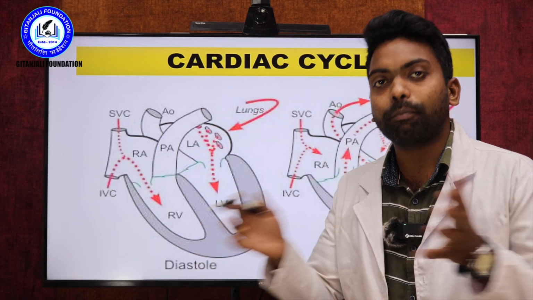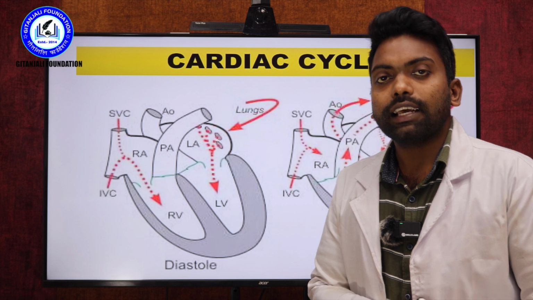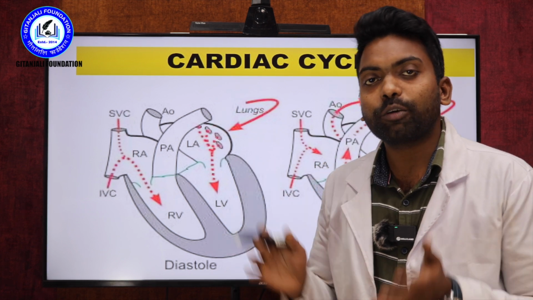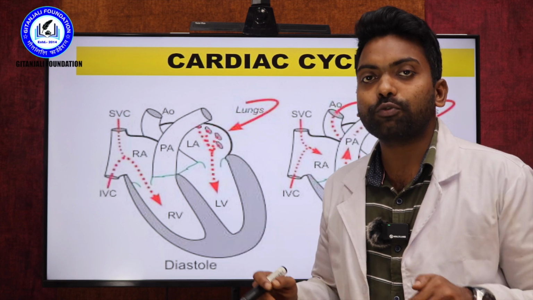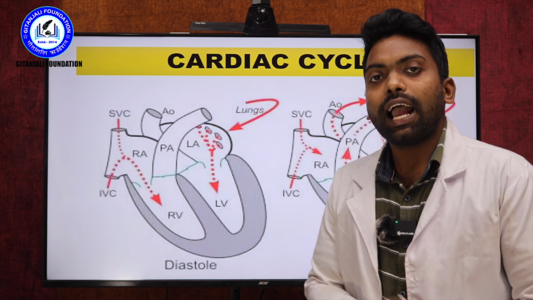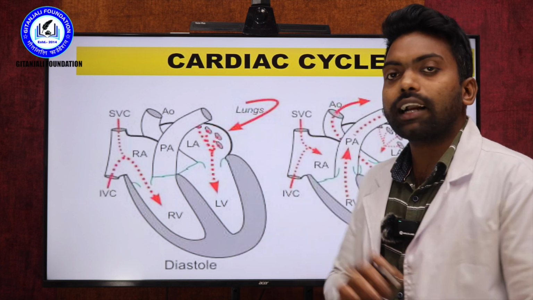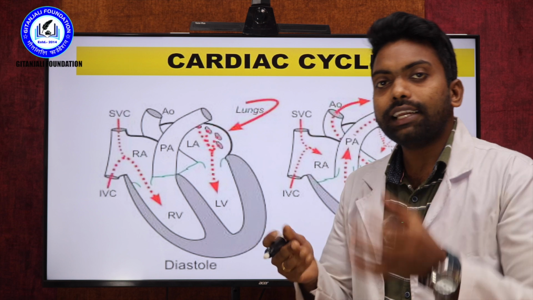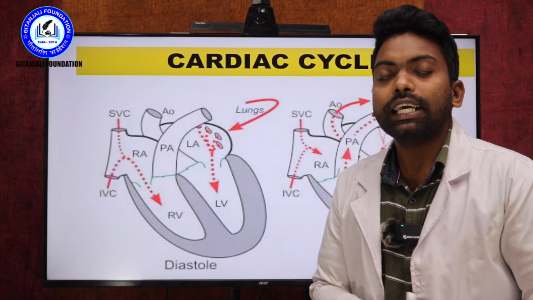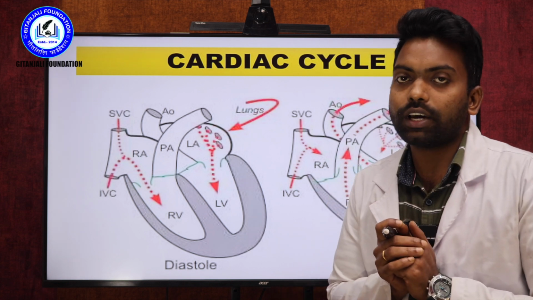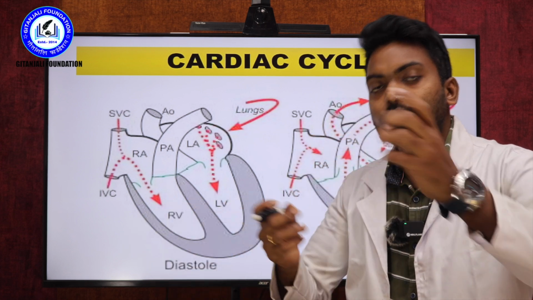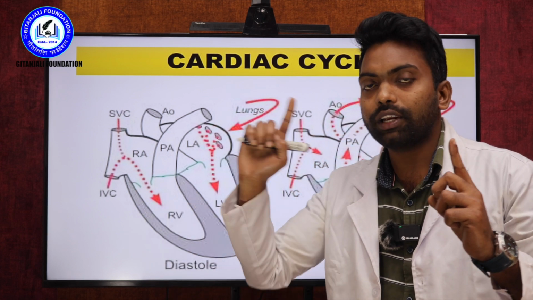As I discussed in the previous classes, I covered the external features of the heart and blood pressure. If you want to see those videos, you can check the description. Here, the cardiac cycle is nothing but a sequence of events that happen in order. There are two kinds of events: the first one is systole and the second one is diastole.